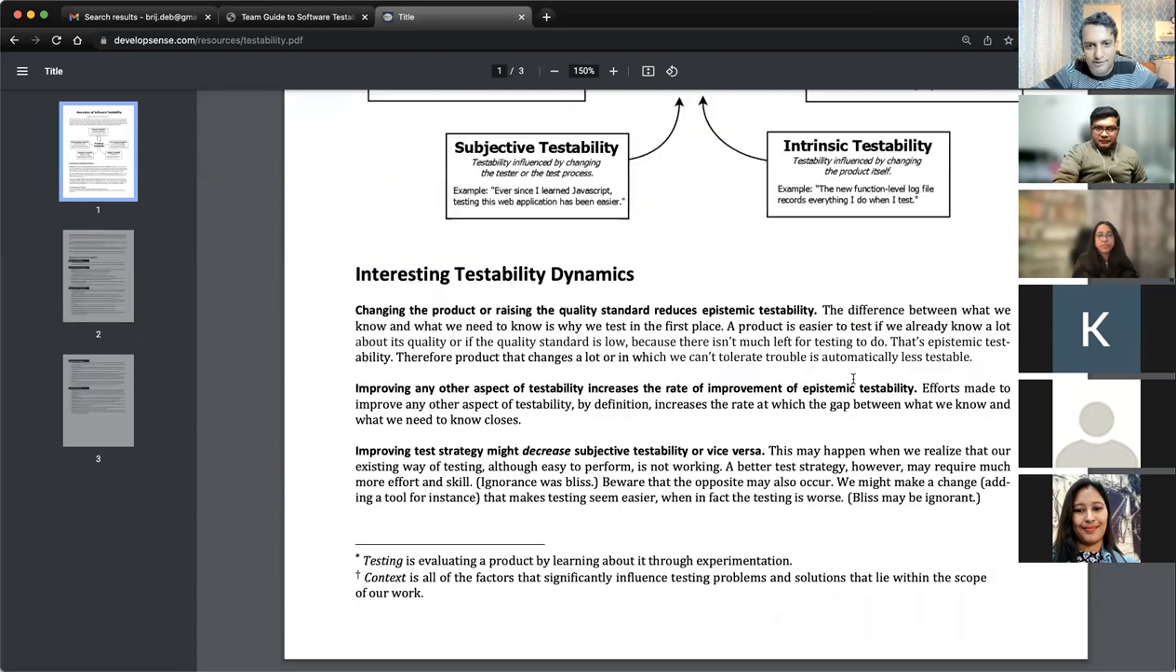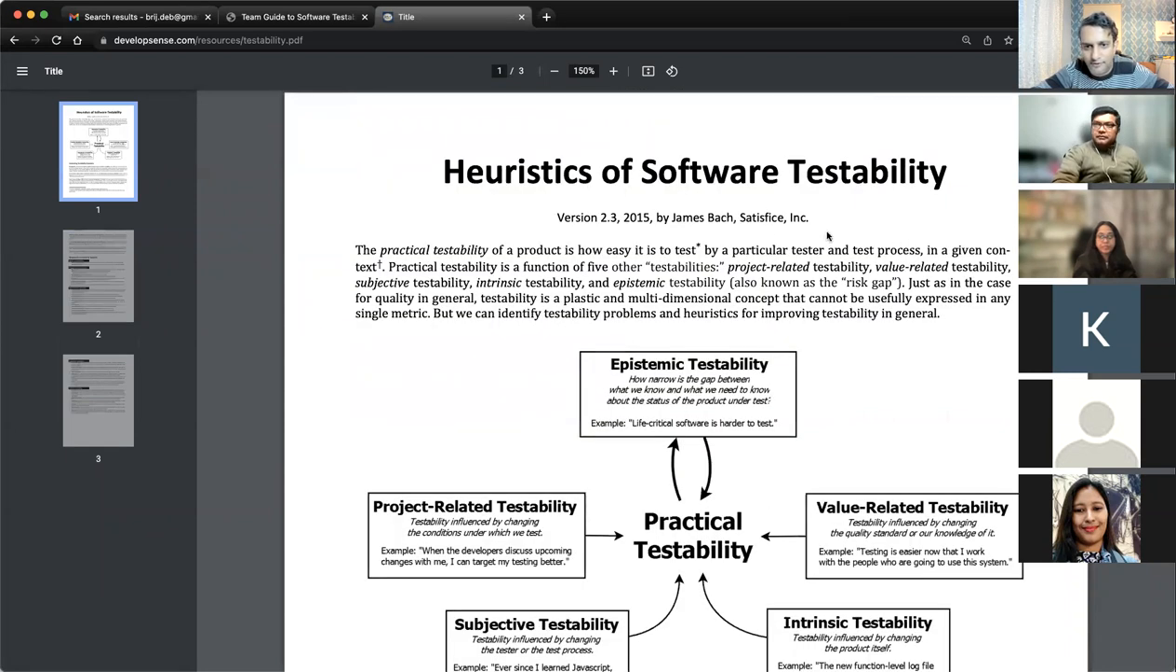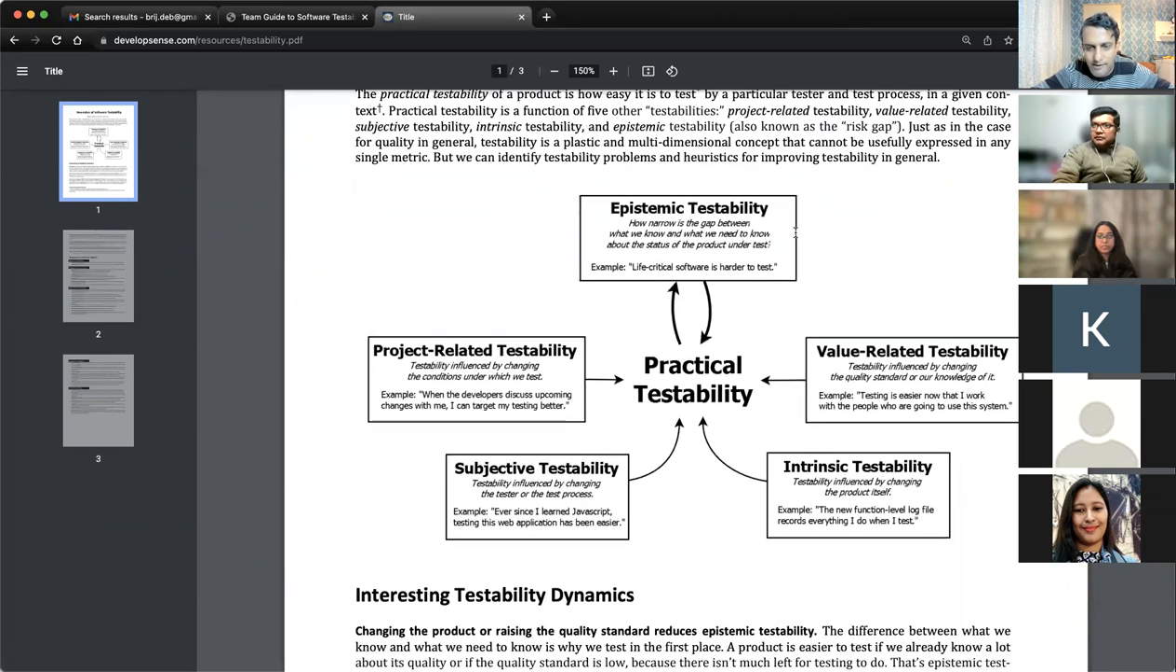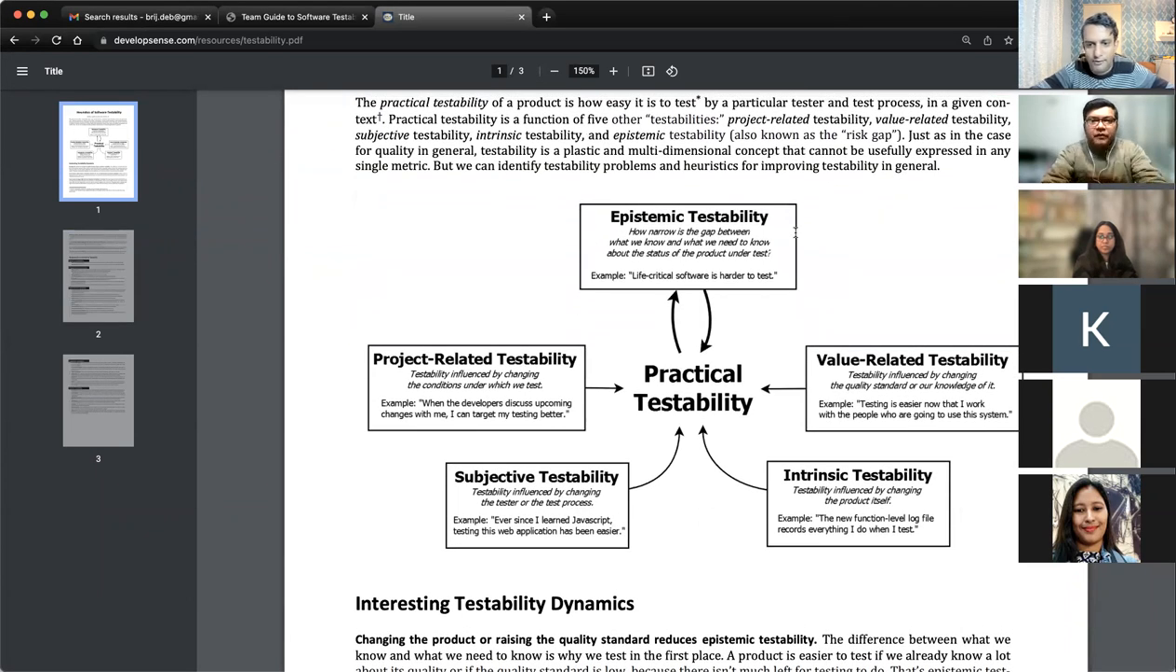Yes, we can. So this is a beautiful article, Heuristics of Software Testability by James, which I found on the DevelopSense website. This is a good way of looking at testability. He's talking about epistemic testability, which is how narrow is the gap between what we know and what we need to know about the status of the product, based on the epistemology idea. Then project-related testability, where you have things like resources.